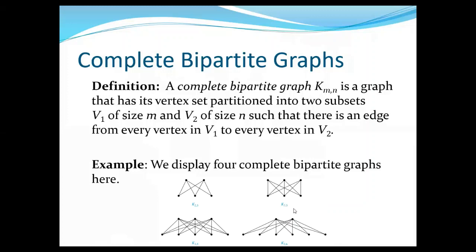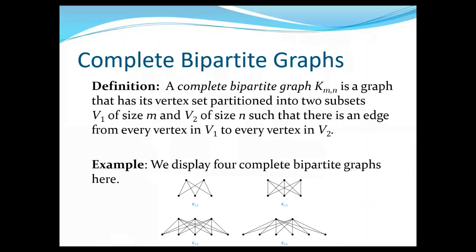And for K 3,3, we have three vertices in the first group, and three vertices in the second group. Each vertex in the first group will be connected to all the vertices in the other group. So 1, 2, 3, 1, 2, 3, 1, 2, 3. So therefore, it's complete. All vertices of the first group are connected to all vertices of the second group. That will be a complete bipartite graph.